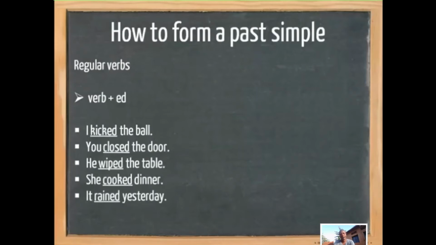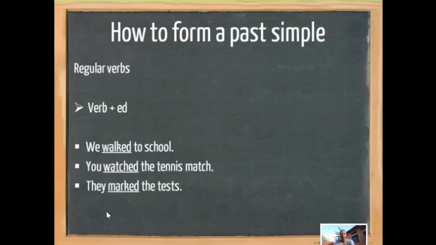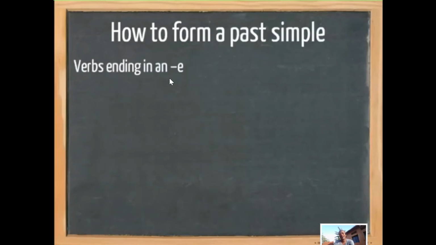It rained yesterday. Make sure the addition of ed is only done on regular verbs. We do say, we walked to school. You watched the tennis match. They marked the test. On a verb that ends in e, we do not add ed, but we add d, simply d.